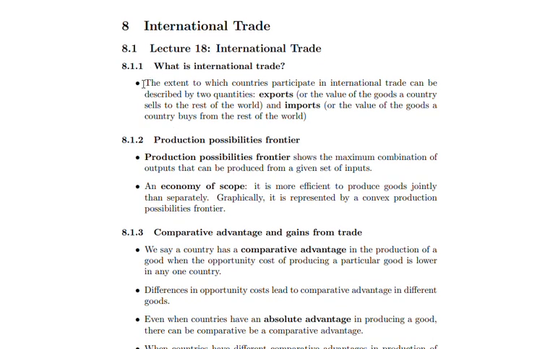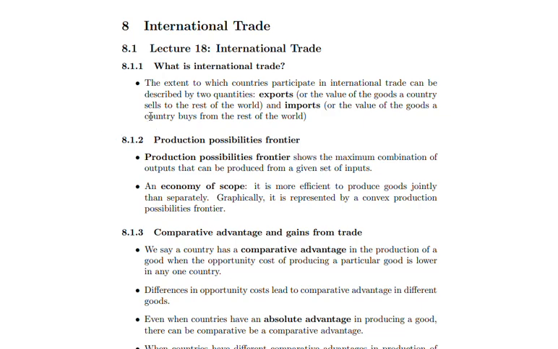The extent to which countries participate in international trade can be described by two quantities: exports, or the value of the goods a country sells to the rest of the world, and imports, the value of the goods a country buys from the rest of the world.